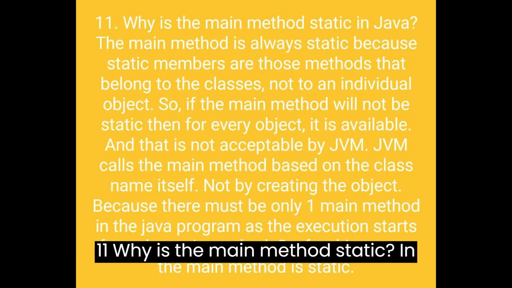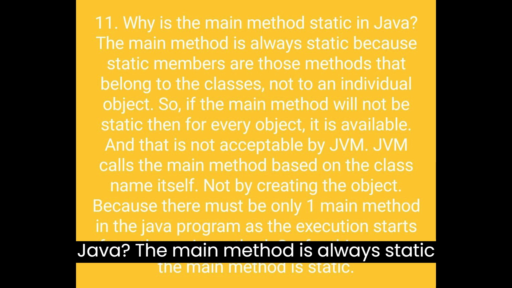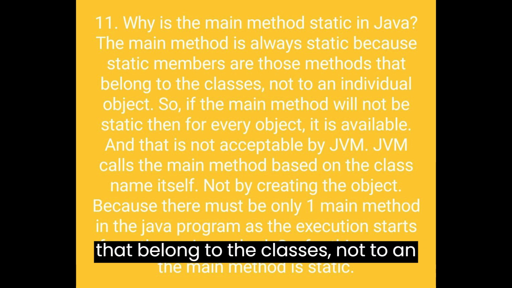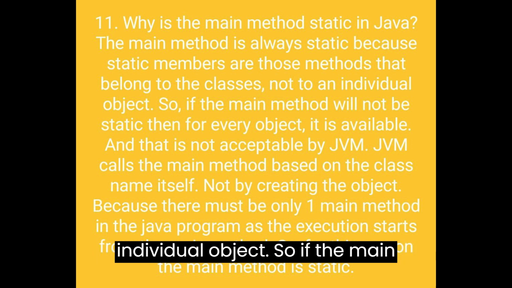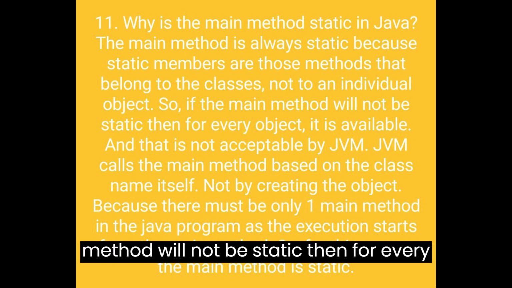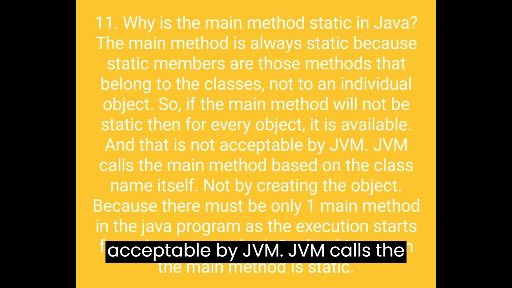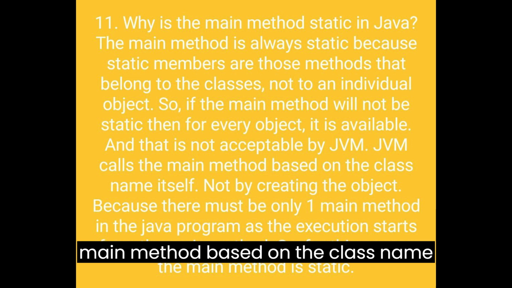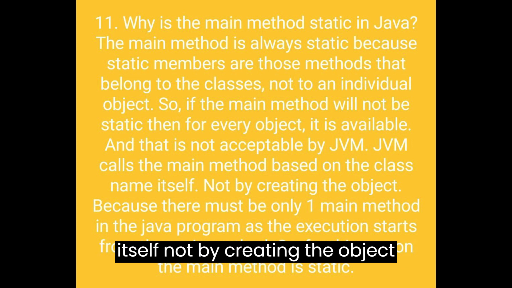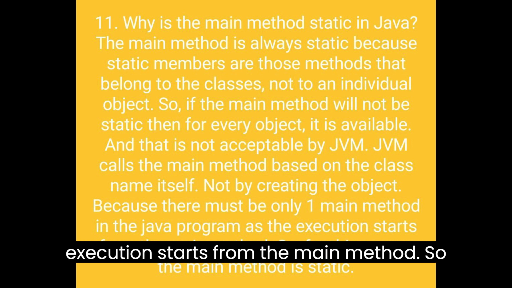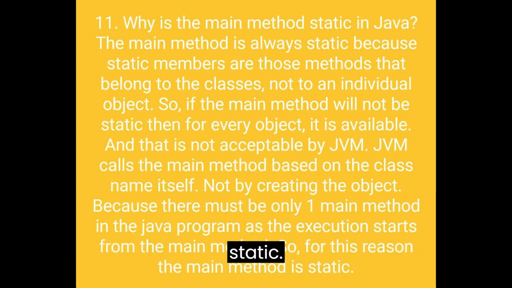11. Why is the main method static in Java? The main method is always static because static members are those methods that belong to the classes, not to an individual object. So, if the main method were not static, then it would be available for every object, and that is not acceptable to the JVM. The JVM calls the main method based on the class name itself, not by creating an object, because there must be only one main method in the Java program as the execution starts from the main method. So, for this reason the main method is static.